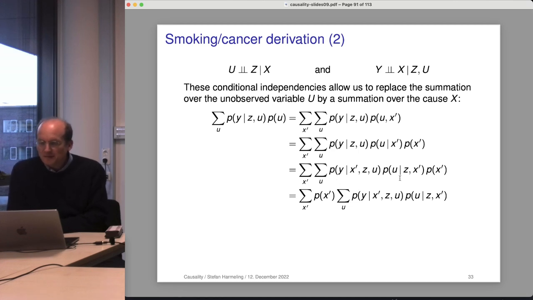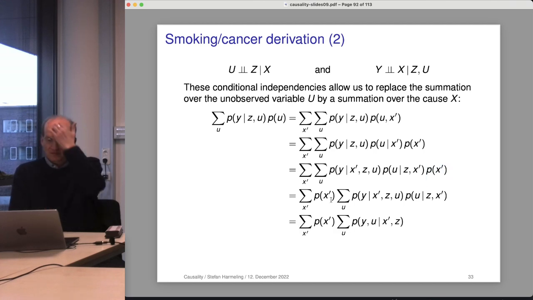Then next, let's reshuffle the terms. So let's move the P of X prime to the front and the summation move everything to the right. So I just move the p of x prime, I moved it out of the summation.